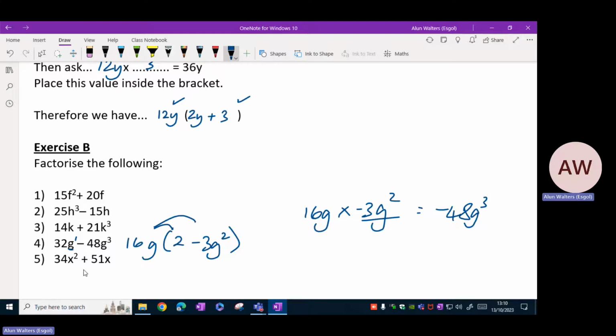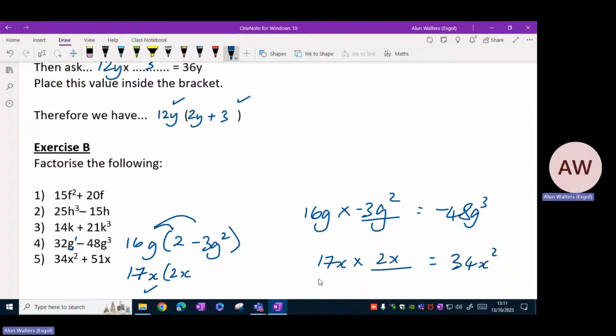Okay, the next question, what is the highest common factor of 34 and 51? It is 17. And the letter X appears in both, so I take 17x outside for 1 mark. Then I say, what do I multiply 17x by to give me 34x squared? And the answer is 2x. So you write 2x, first term inside the bracket.